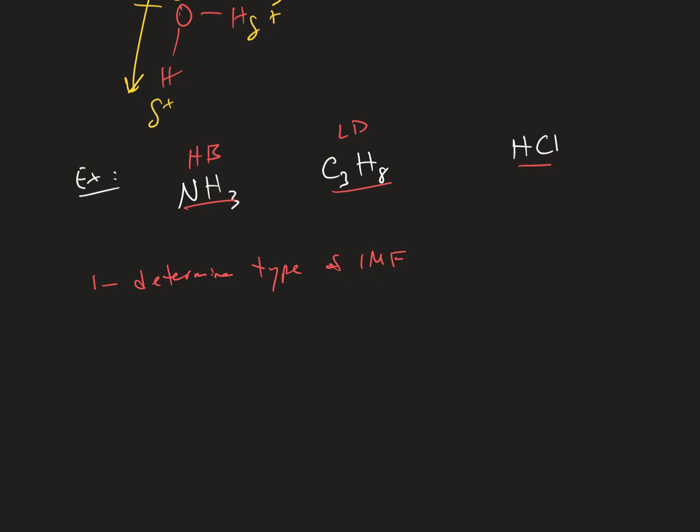And then HCl, that's dipole-dipole, because it is a polar molecule. Is it hydrogen bonding? No, because hydrogen is not bonded directly to nitrogen, oxygen, or fluorine. So don't just look at it and say, oh, if it has a hydrogen, then it's hydrogen bonding, because these all have hydrogen in them.